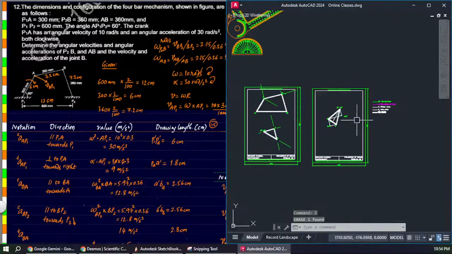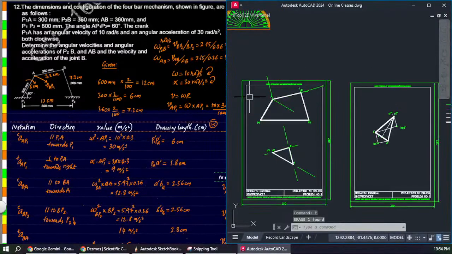Okay, so hope this class was effective for you and you were able to learn how to draw the velocity diagrams and acceleration diagrams to solve the particular problem. Okay, so maybe in the next class we will cover up some more problems from your previous university papers, and that should help us to be able to solve this particular unit in a more efficient way.